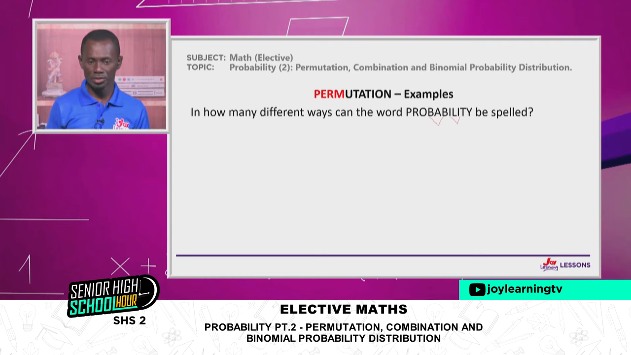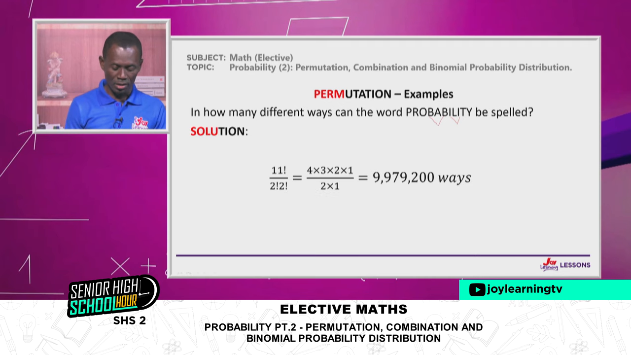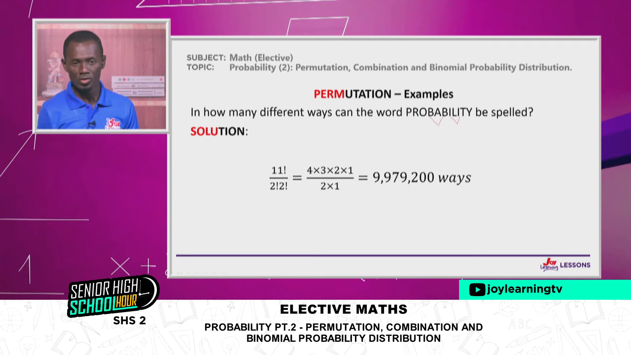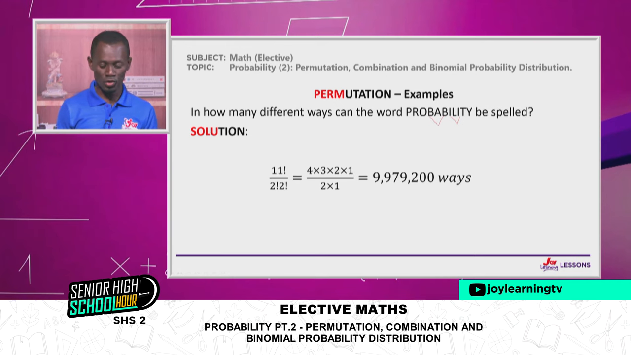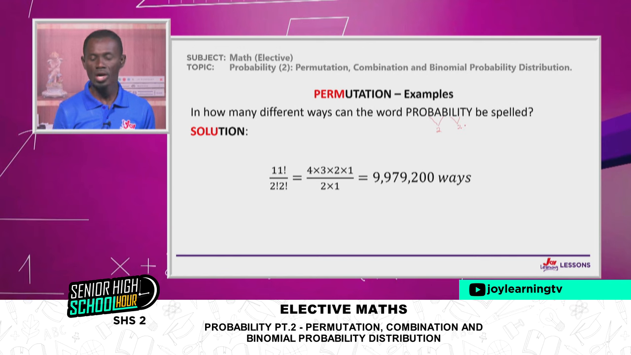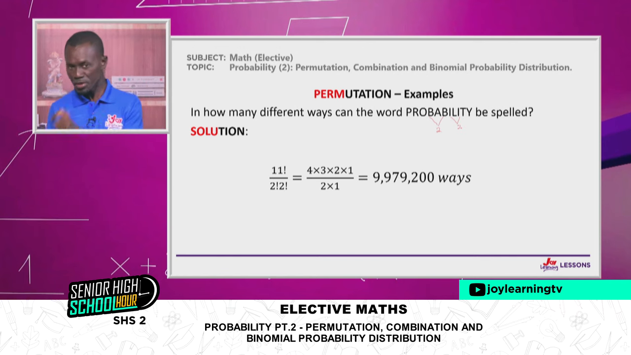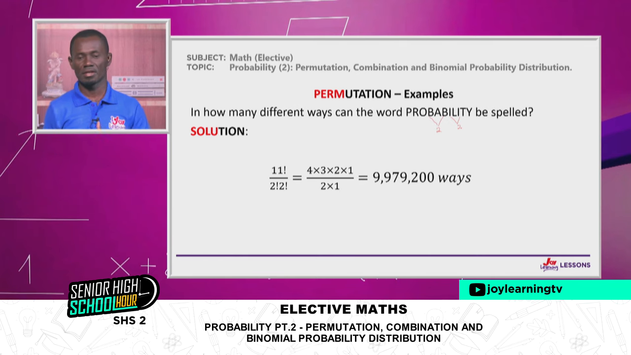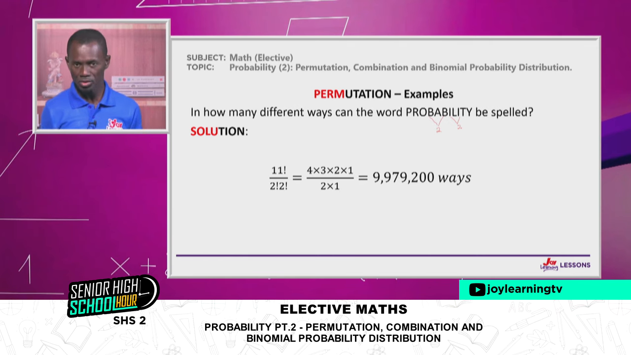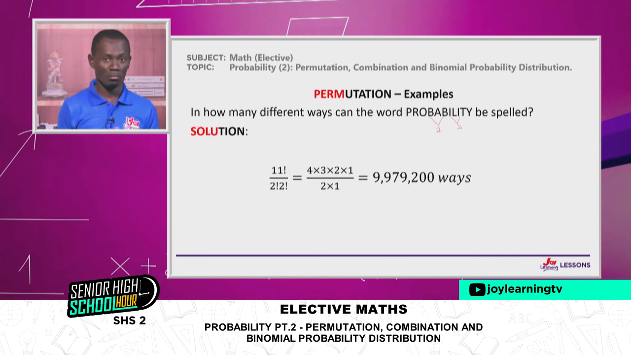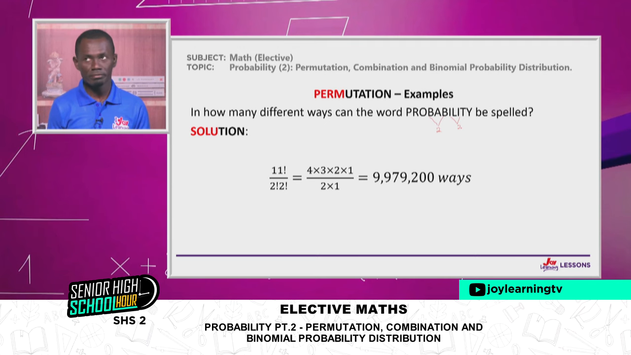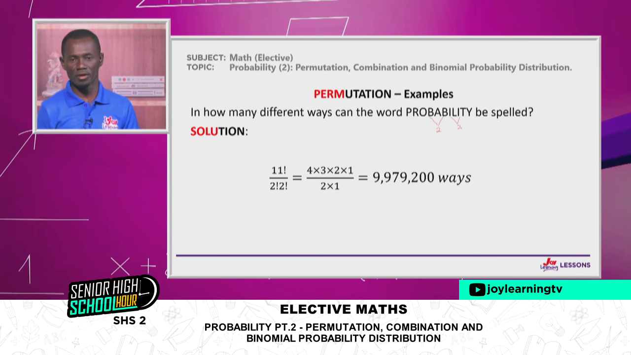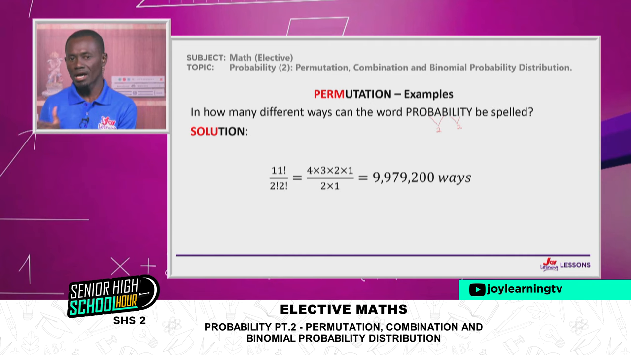Now, because of that repetition, our permutation will read 11 factorial divided by 2 factorial, 2 factorial. And those two come from two B's, two I's. So, if there were three B's, like in the word bubble, then it would have been 3. Do you get it? So, it would have divided it by 3, because for those 3, there will be a repetition. In the word bubble, there should be 6 alphabets. And so, it will be 6 factorial divided by 3 factorial. Actually, we could have written 1 factorial for each of the others, but there is no need.